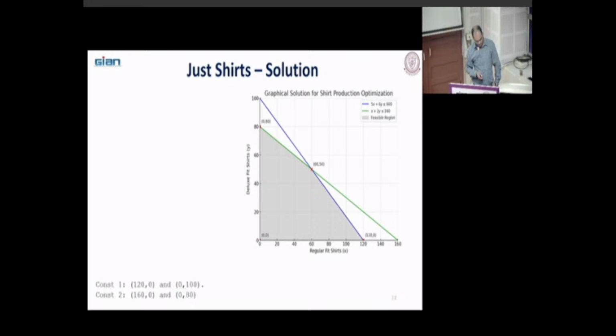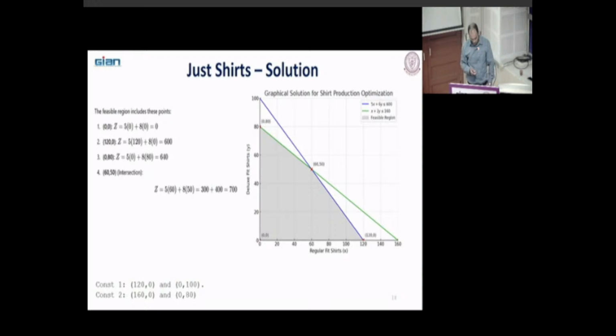Okay, good one. So then you find the feasible region: 0, 0. Then see the objective function values: 0, 120, 0, 600, 0, 80, 640, 650, which means 700. So the solution is x equal to 60 and y equal to 50.